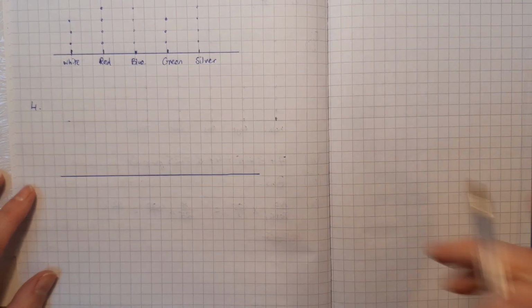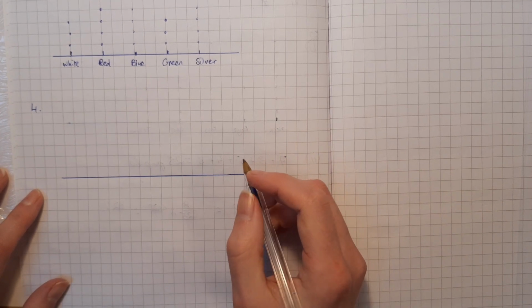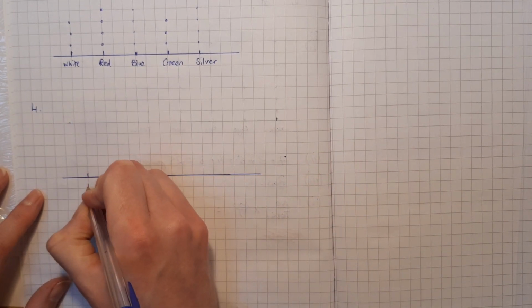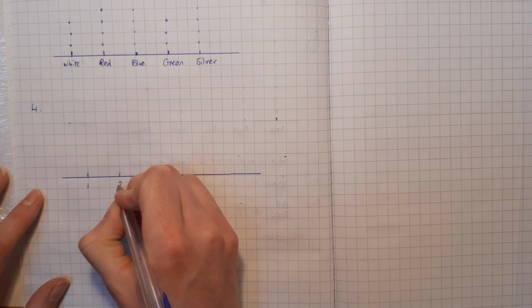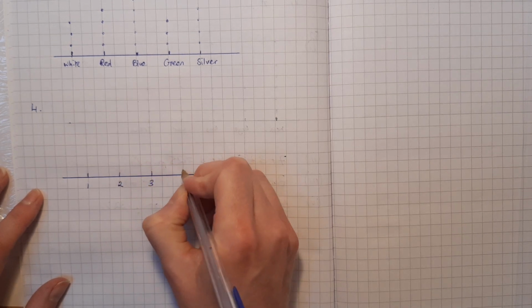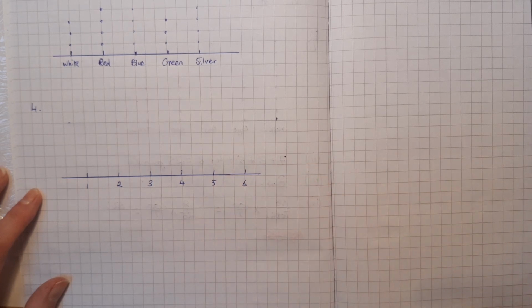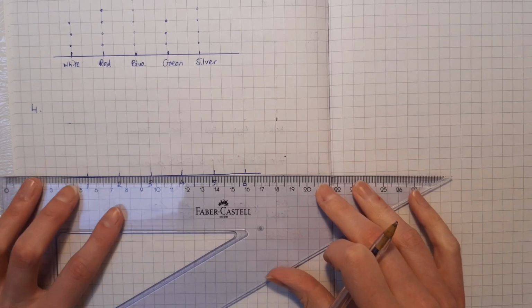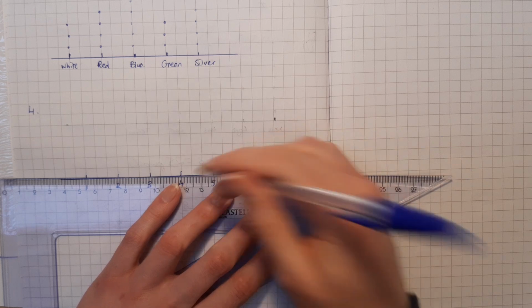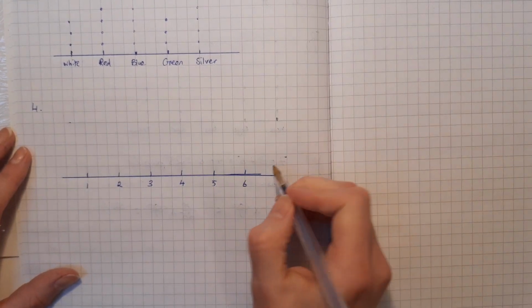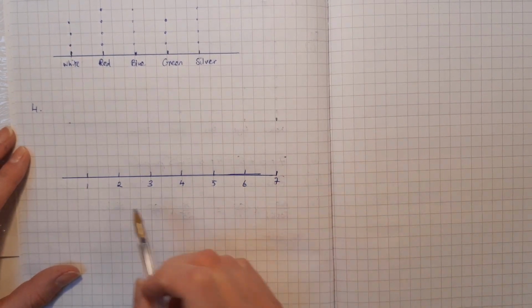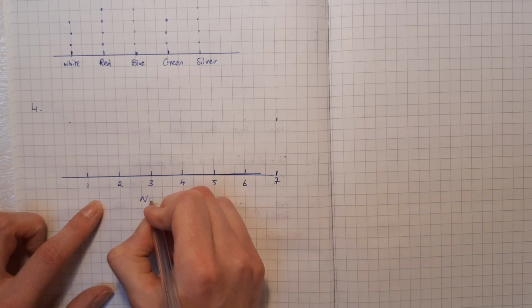There are 7 different types of messages, number of messages. So 1, 2, 3, 4, 5, 6, and I'm going to extend that line a little bit. If I started the line a little bit sooner, I would have been fine. And finally 7. Okay, so these are the number of messages.